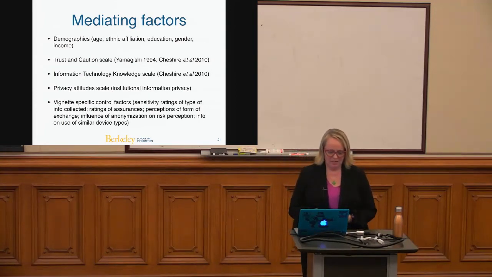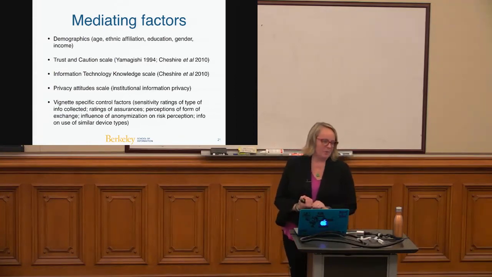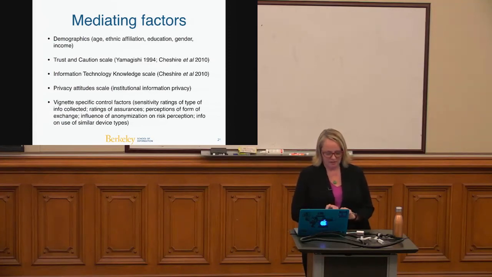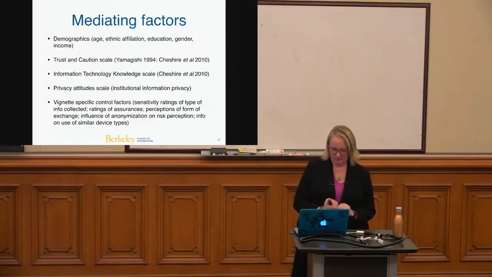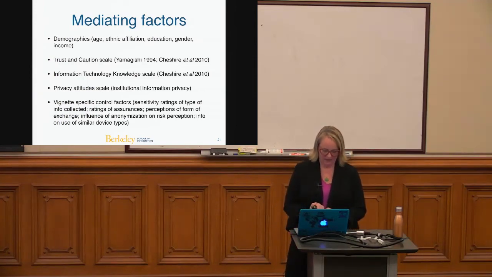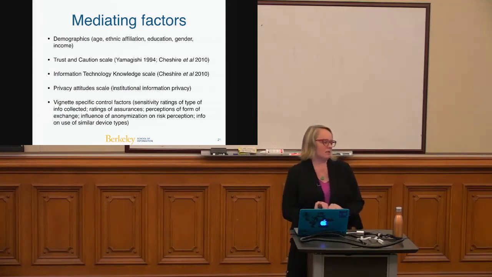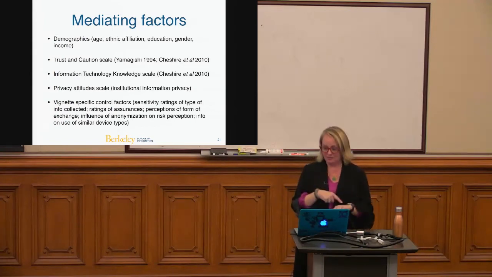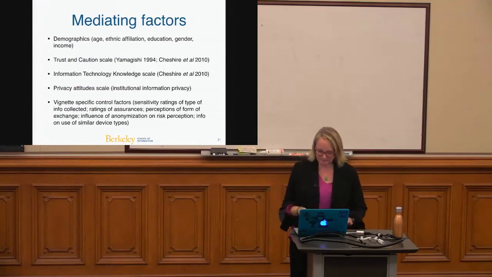And then in terms of the vignette itself, I controlled for the sensitivity ratings that people gave for the type of information that the device collected. I had them rate different forms of assurance, and rate their perceptions of what the form of the exchange might be. I controlled for the influence of anonymizing the data and how that fed into their perceptions of risk, and whether they would use this or other devices. Whether they would use this device, as I described it, and whether they would use any kind of wearable device.